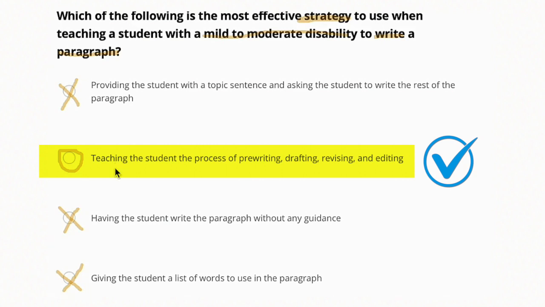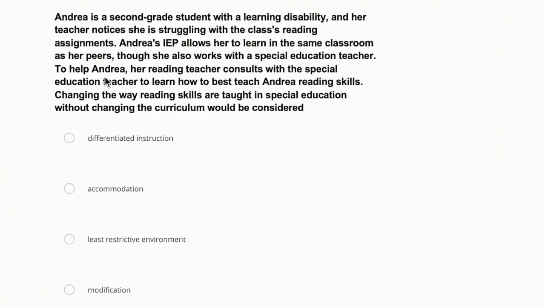Our next practice problem says that Andrea is a second grade student with a learning disability, and her teacher notices she is struggling with the class's reading assignments. Andrea's IEP allows her to learn in the same classroom as her peers, though she also works with a special education teacher. To help Andrea, her reading teacher consults with the special education teacher to learn how to best teach Andrea reading skills. Changing the way reading skills are taught in special education without changing the curriculum would be considered blank.